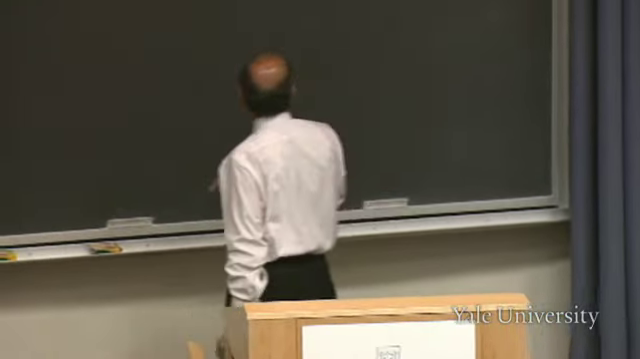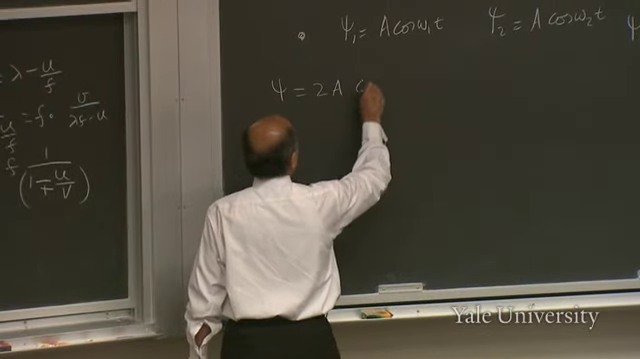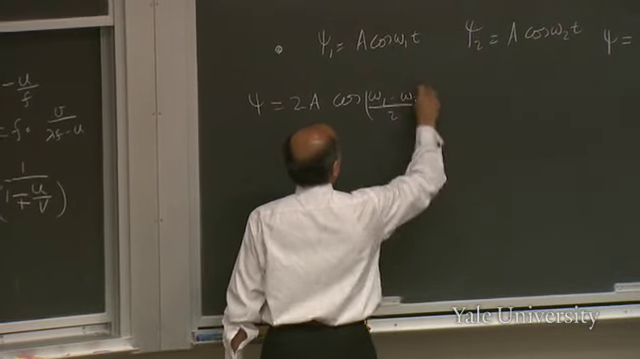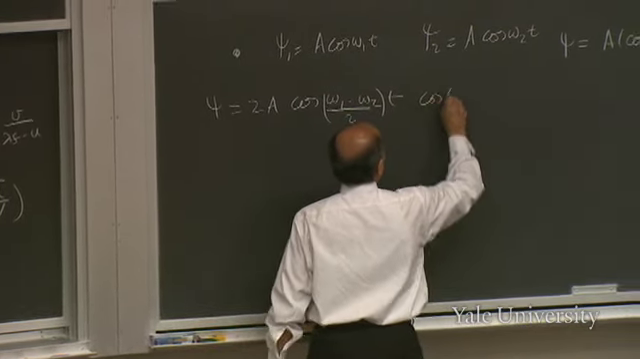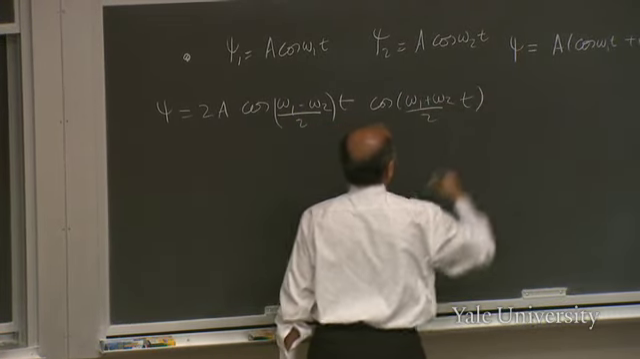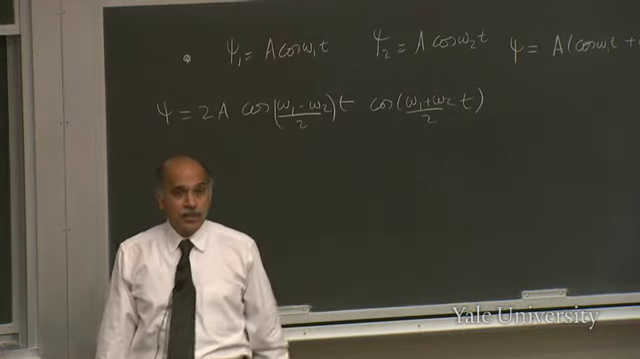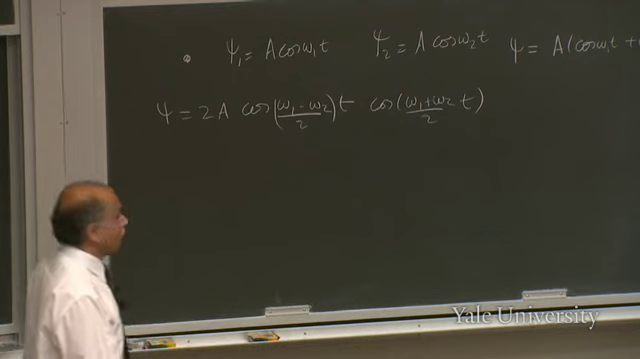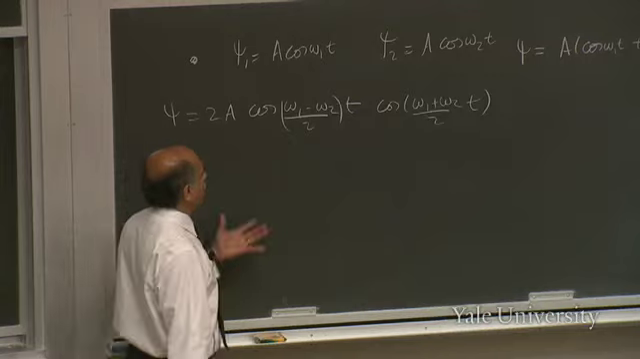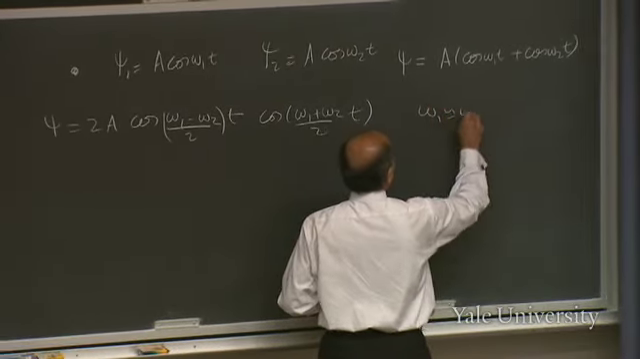So you've got to go back and use the trigonometric formula, and the answer is 2a cosine of (omega 1 minus omega 2)/2 times t, times cosine of (omega 1 plus omega 2)/2 times t. This says cos A minus cos B is 2 cos (A plus B)/2 cos (A minus B)/2. All right, so we are interested in the case where omega 1 is very nearly equal to omega 2.